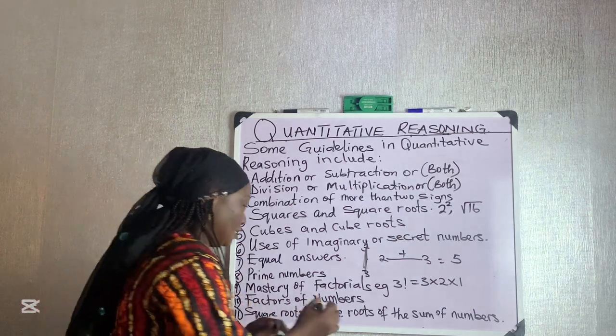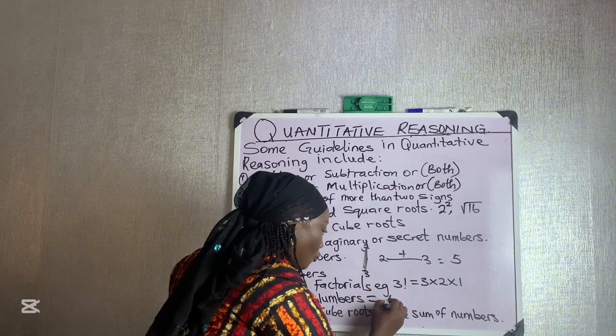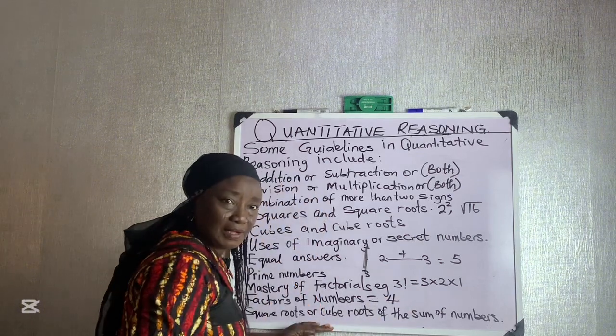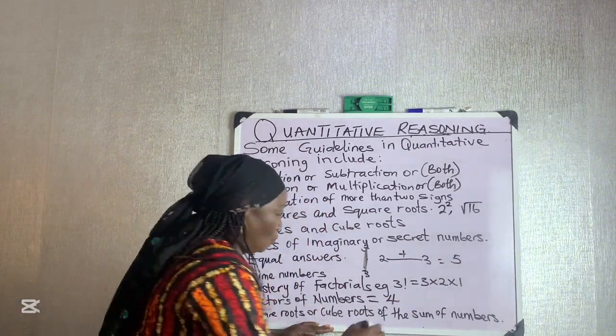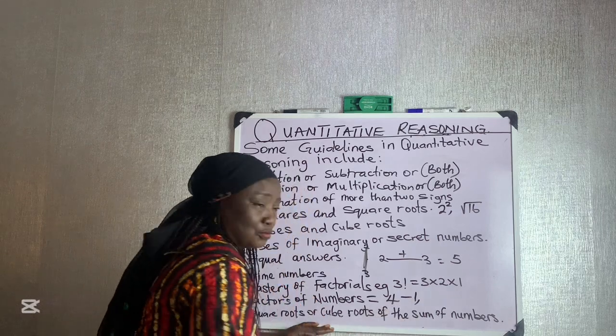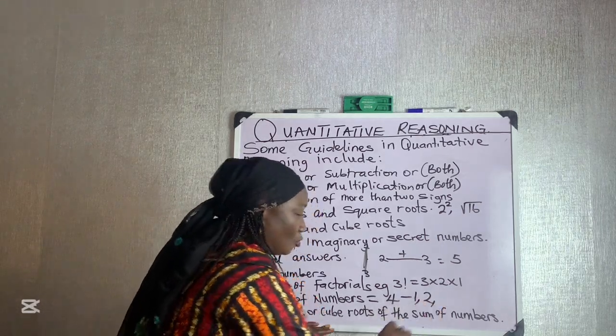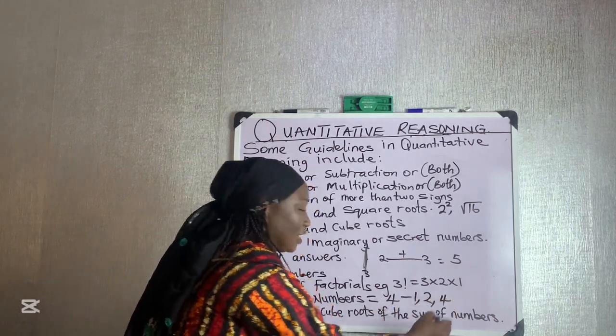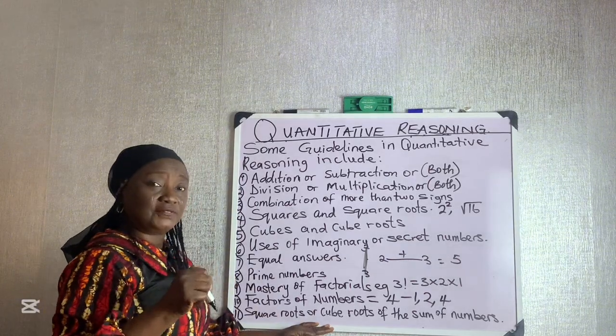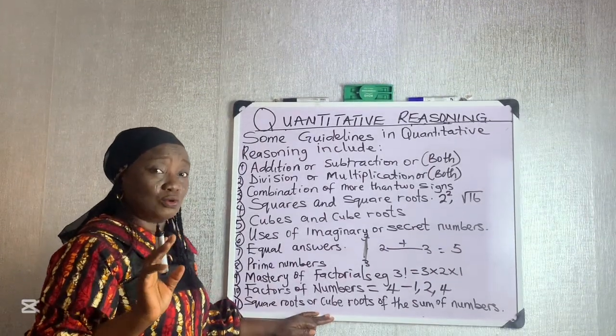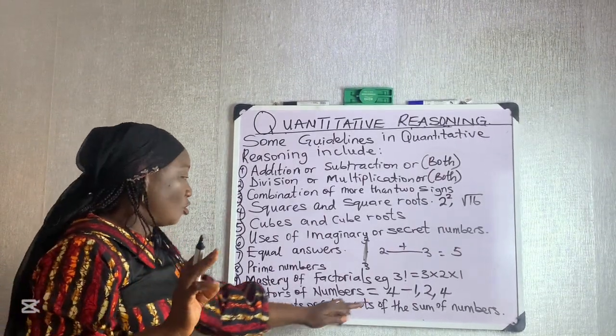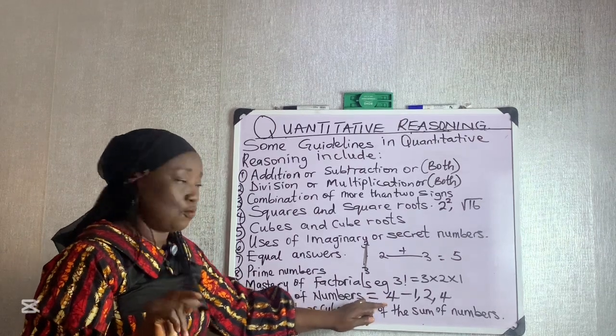For instance, if you are given 4, 4 is a number. What are the factors of 4? 1 is a factor. 2 is a factor of 4. 4 is a factor of itself, because 4 can divide itself without remainder. So all these are factors of 4.